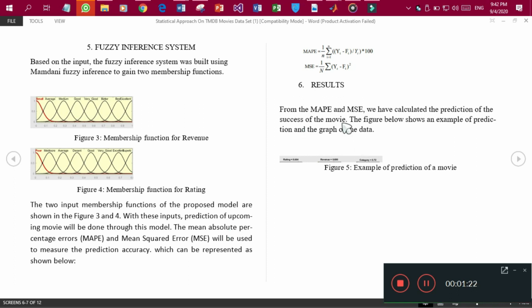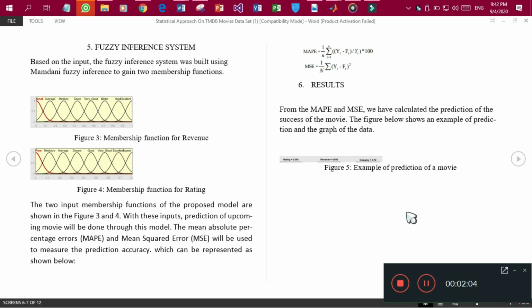From here we can know there are several categories in revenue: small, average, medium, good, very good, better, best, and excellent. And as for rating, there are poor, mediocre, average, decent, good, very good, excellent, and super. From here we can see how this membership function is being evaluated.